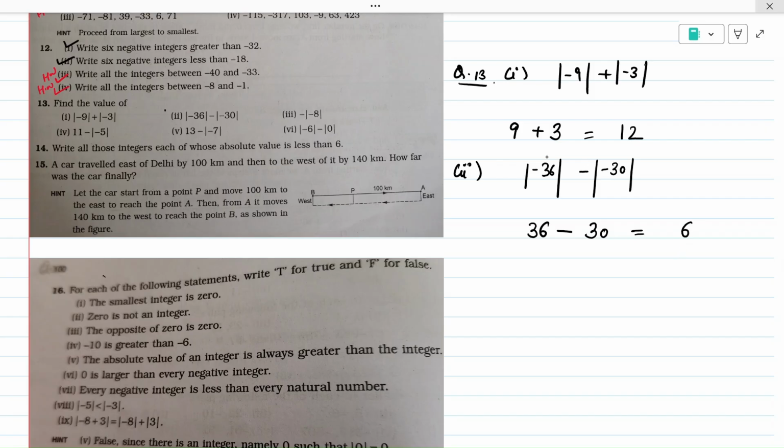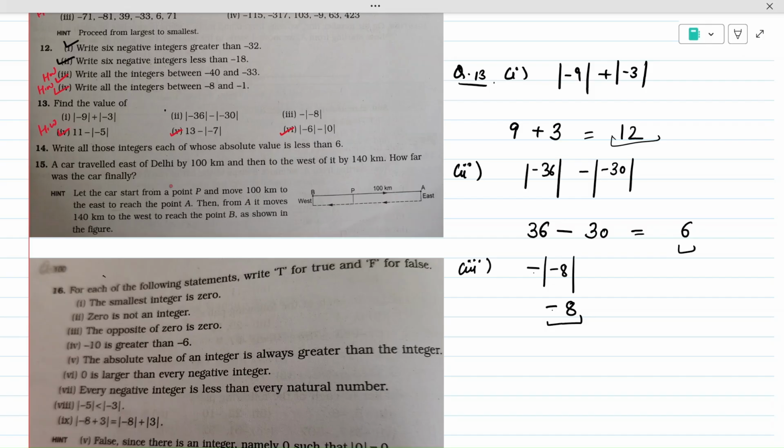This is the answer. Now the third part, where we have minus of the absolute value of minus 8. So this outside minus will remain as is and the inside minus 8 will be changed to plus 8, because the absolute value of minus 8 is plus 8. So we will write this down as plus 8. This outside minus is as is. This minus 8 has become plus 8. So the answer is minus 8 here. Okay, this is how we have to do these questions. So I am writing these left out questions as homework for you people.